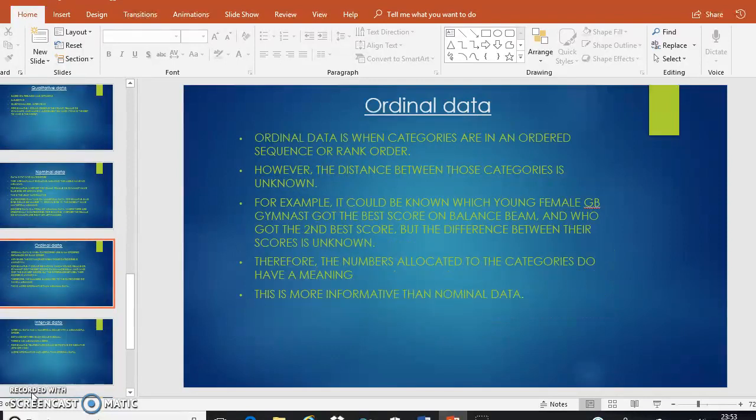Next, there's ordinal data. This is when categories are in an ordered sequence or rank order. However, the distance between those categories is unknown. So it could be known, for example, which young female Great British gymnast got the best score on balance beam, and maybe who got the second best score on balance beam. However, the difference between their scores is entirely unknown. So the numbers allocated to the categories do have a meaning, and this is more informative than nominal data.